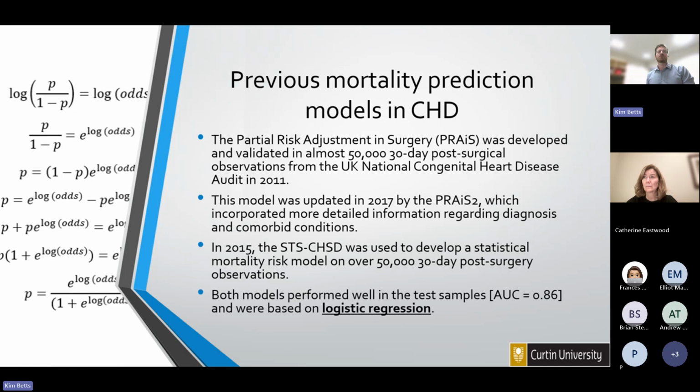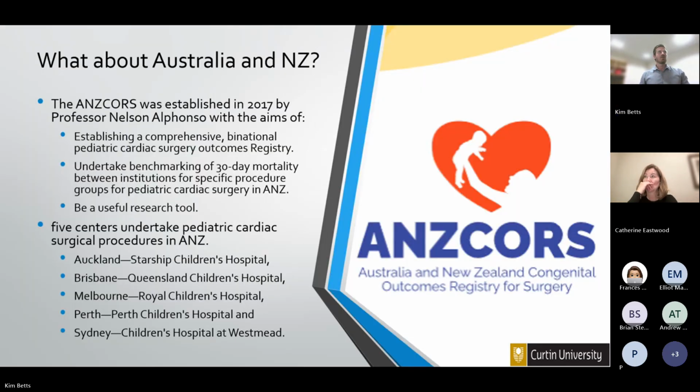So both models performed pretty well in the test samples, with AUCs of 0.86, and they're both basically based on logistic regression. They both innovated a little bit in how they dealt with data sparsity, which I'm going to talk about in a minute, but they're essentially generalized linear models. So what about Australia and New Zealand?